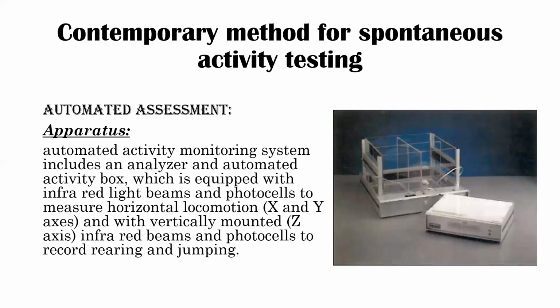Moving on to the automated assessment, the apparatus is very compact. It has an activity monitoring system, which includes an analyzer and automated activity box, which is equipped with infrared light beams and photocells to measure horizontal locomotion, and with vertically mounted infrared light beams and photocells to record rearing and jumping. The surface is divided into grids, and there's an x-axis and y-axis, which are used to observe the horizontal locomotion made by the animal, whereas the z-axis is solely used to determine the rearing and jumping movements made by the animal.